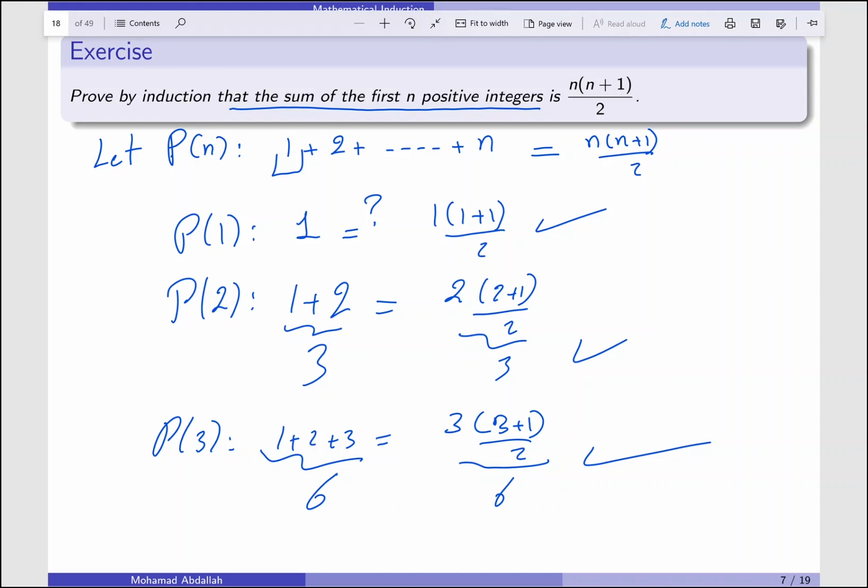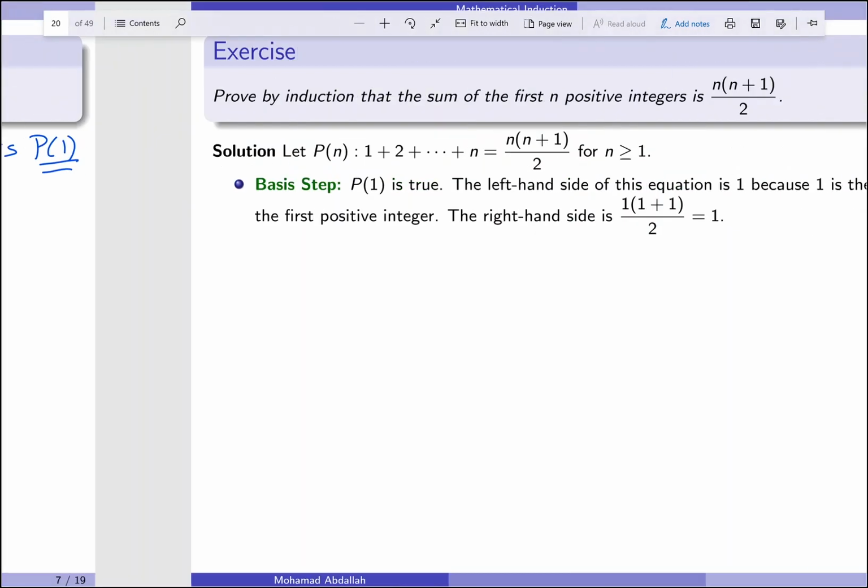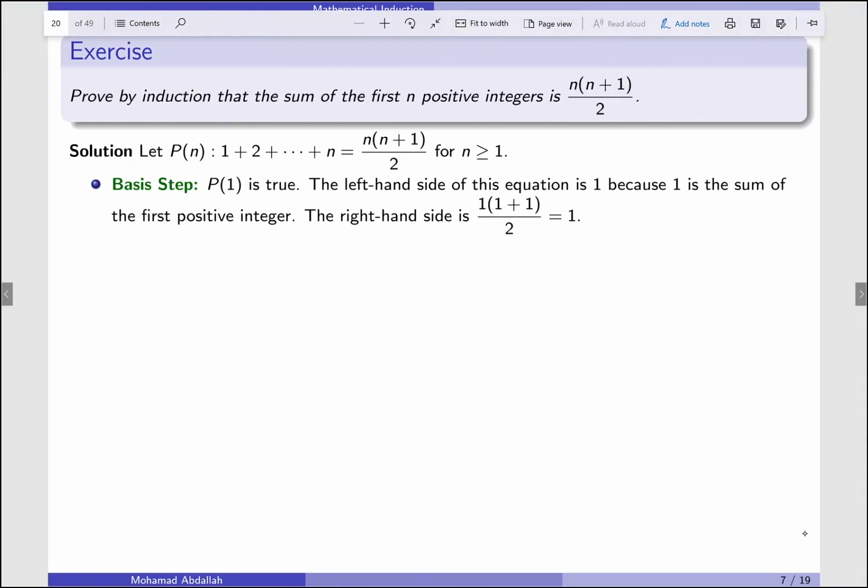So here's how we write this nicely, and here's how we prove by induction. First, you have to define this like I did. So you let P of n be the statement 1 plus 2 plus etc. up to n is equal to n times n plus 1 over 2 for n greater or equal to 1. So when you say n is greater or equal to 1, this automatically implies that the base case or the basis step is P of 1. So when I want to show the base step, I will consider P of 1. So the base step here is P of 1 is true.